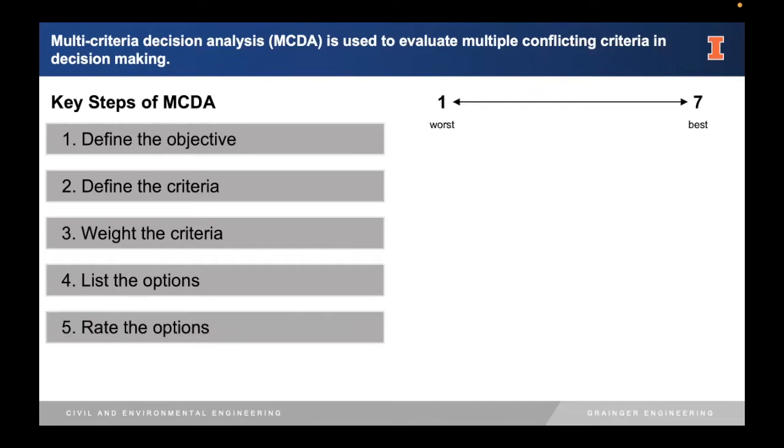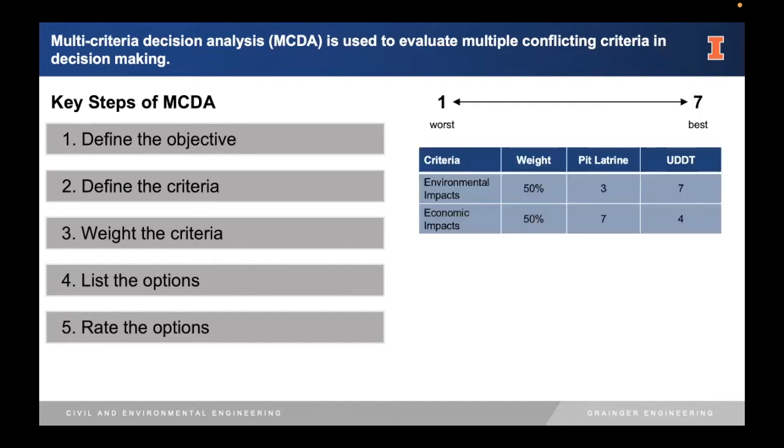And then finally, we want to rate how these technologies perform. And you want to make sure that this is a normalized score. So we're going to look at a score of 1 to 7 and normalize it to that scale, where 1 is the worst and 7 is the best that you can give a technology. And so for environmental impacts, we have a 3 for the pit latrine. And that's because we're considering that it's not recovering any resources, or maybe it has more methane emissions. And so it'll get a lower score compared to a urine diverting dry toilet that might have less emissions and better resource recovery. And then the pit latrine might be more economic compared to the urine diverting dry toilet, either in the short run or the long run, depending on what the stakeholder that's going through this analysis cares about.